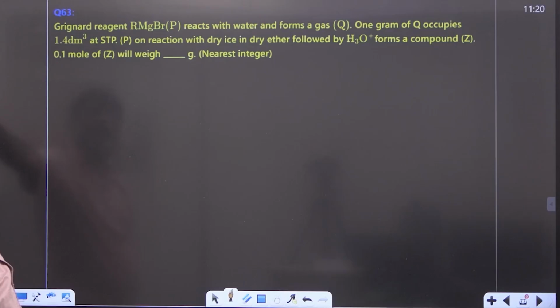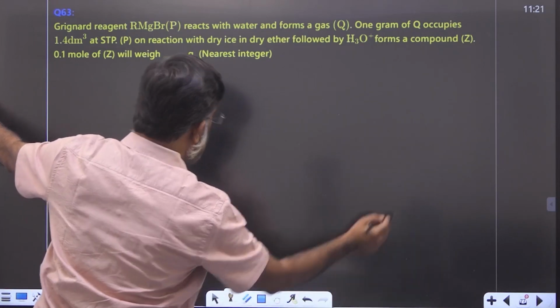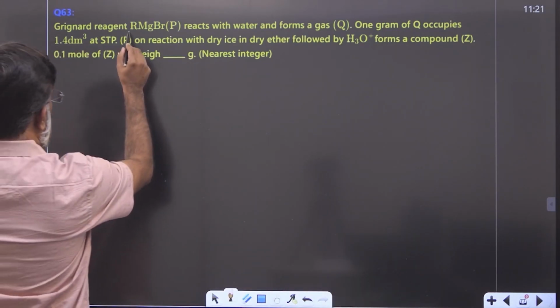1 gram of Q occupies 1.4 decimeter cube at STP. P on reaction with dry ice in dry ether followed by H3O plus forms a compound Z. 0.1 mole of Z will weigh. Let's try to figure out what is being explained.